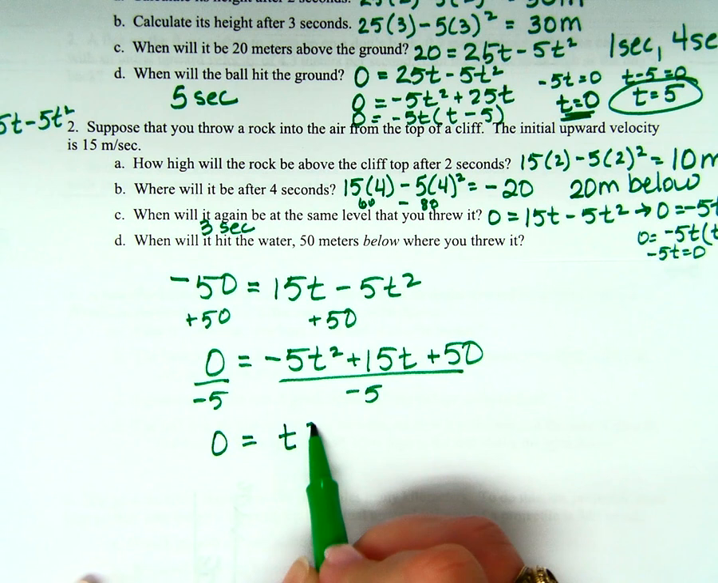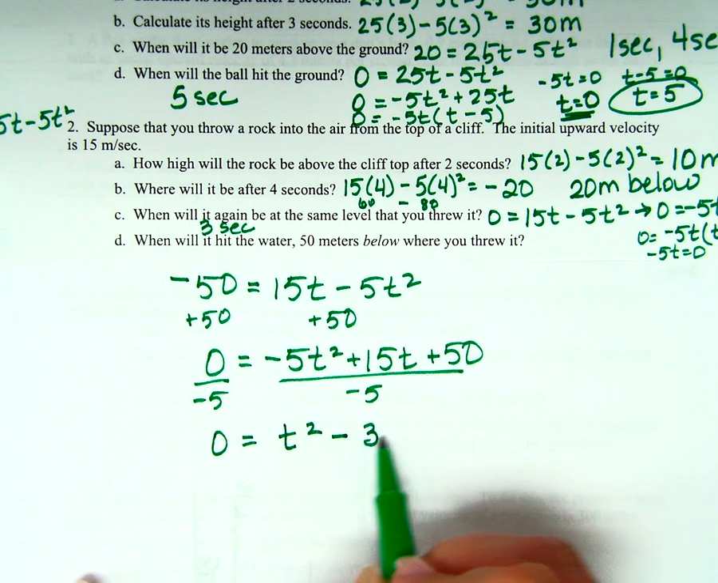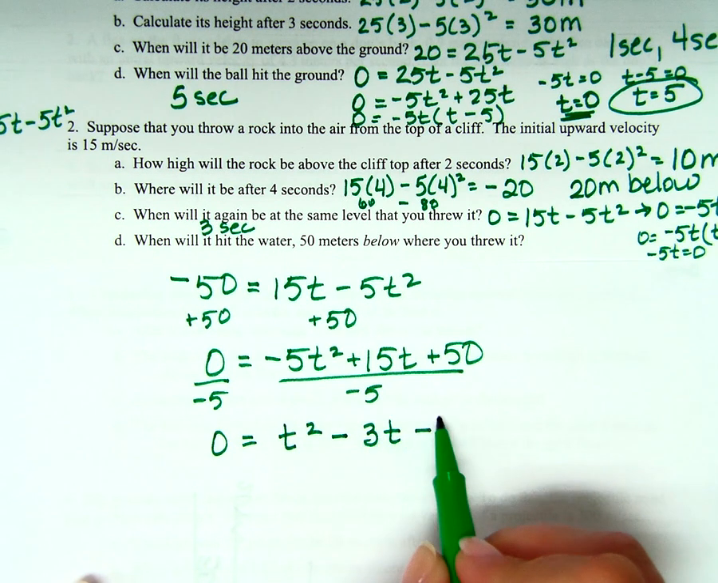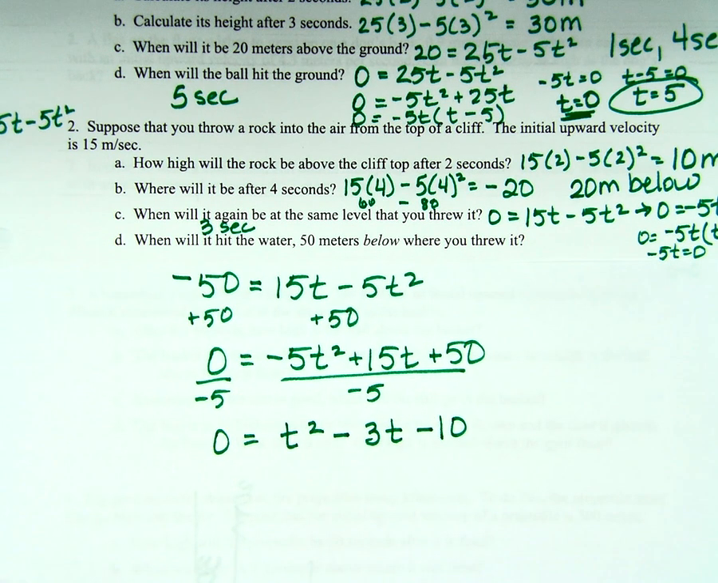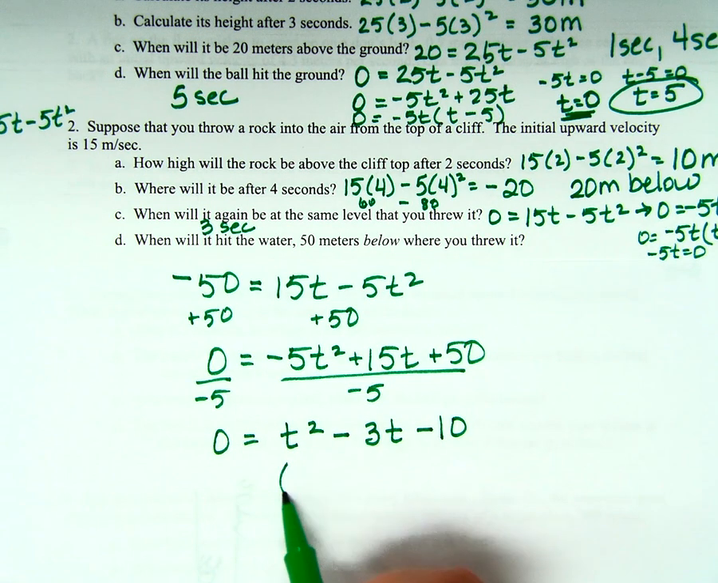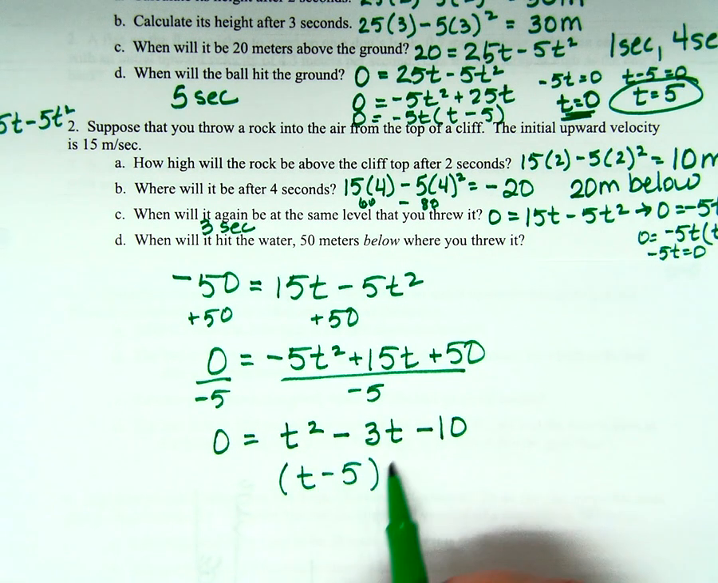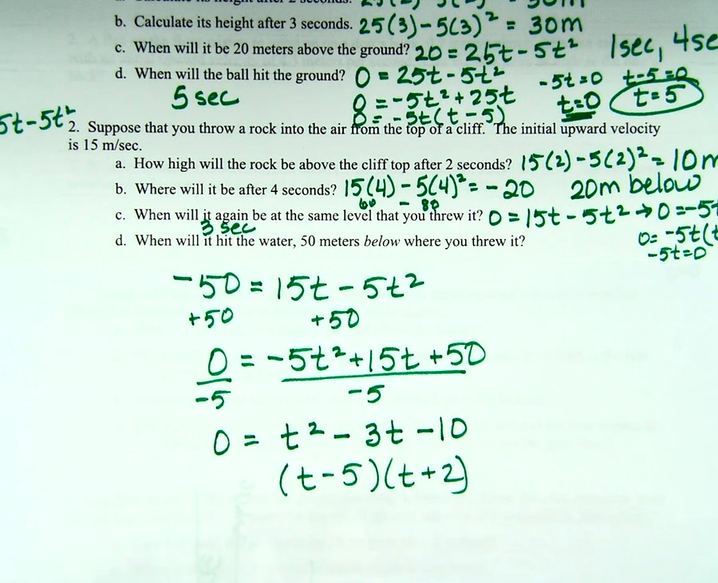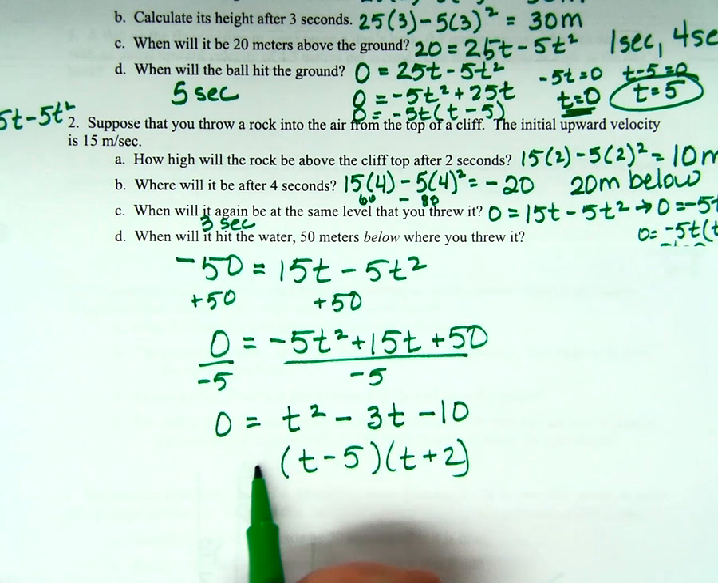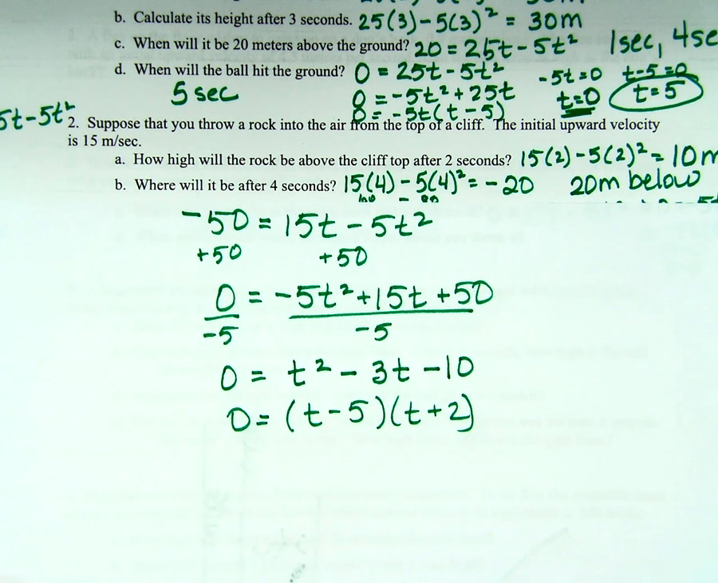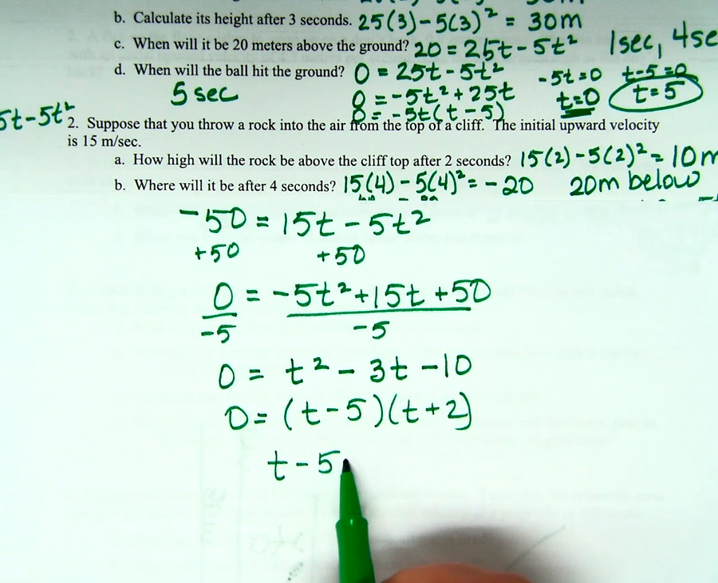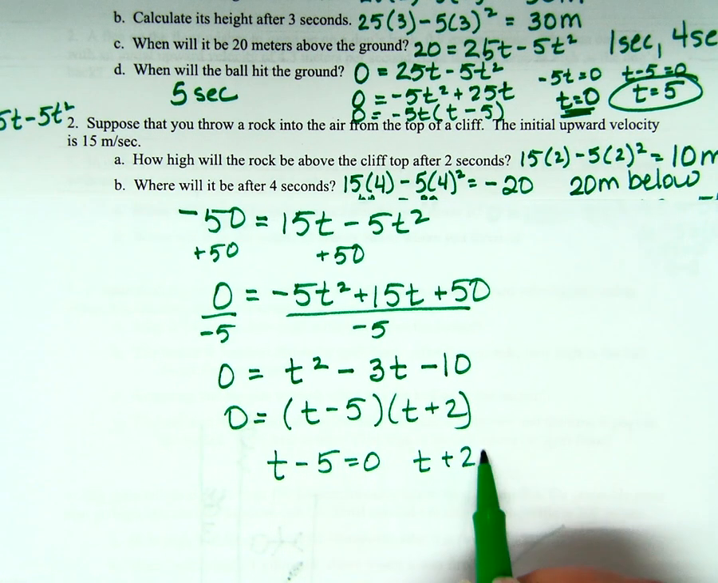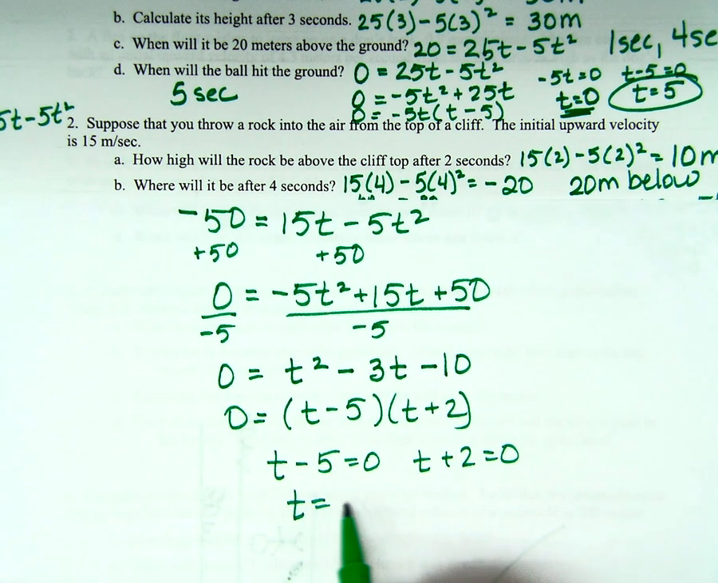So t squared minus 3t minus 10. Do you know two numbers that multiply to be negative 10 and add to be negative 3? What do I do with each one of those factors? Set them equal to 0. Good. T plus 2 equals 0. So what does t equal?